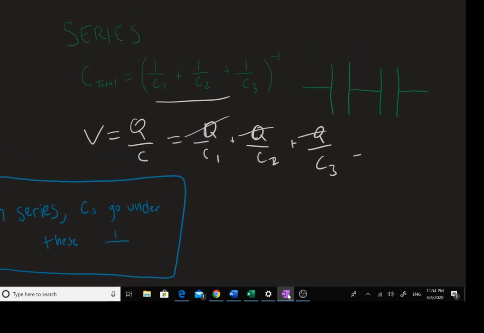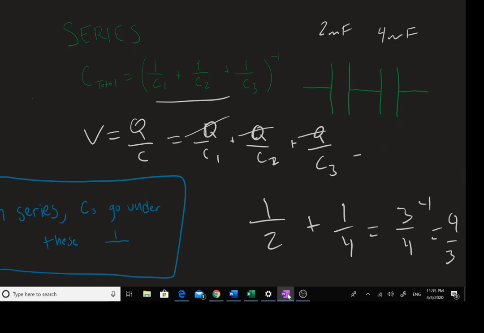And then, so we'll do a little practice. If you have 2 microfarads for the first capacitor and 4 for the second one, then you just get, I'm going to do right over here, 1 over 2 plus 1 over 4. So that's 3/4, and we get to take the inverse. So there's 4/3 microfarads.